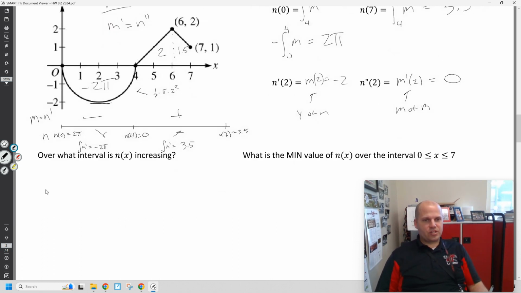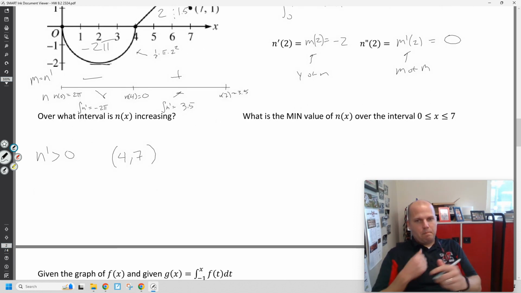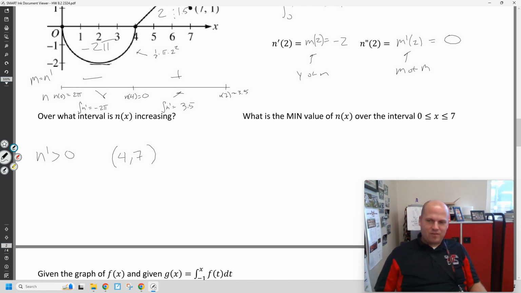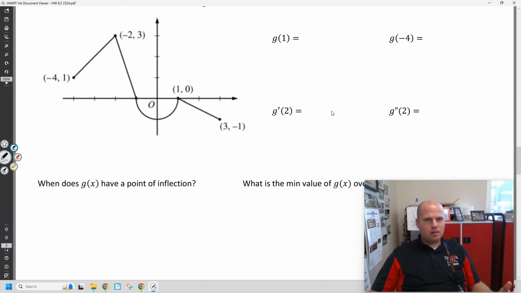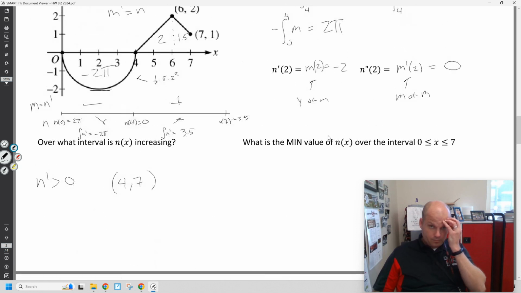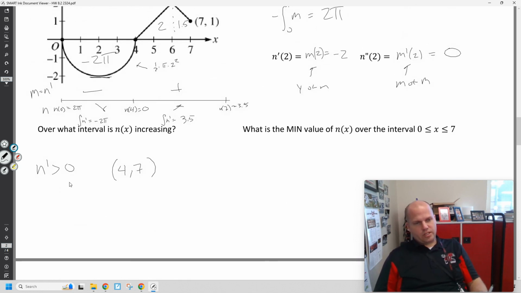When is n increasing? When n prime is positive, that's from 4 to 7. What is the min value of n? I keep giving you these ones where they're not at endpoints. Why did I do that? This is a min. All right, that's a good one. I'm changing this up to a max. The min's going to be n of 4, which is equal to 0.